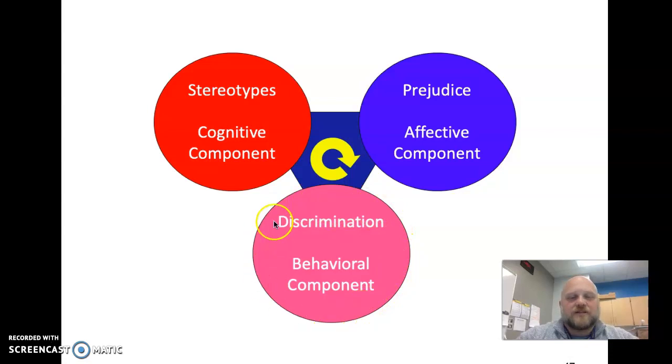And then discrimination is the behavior. So because of the way I feel and think about purple people, I will not be friends with them, or I will not hire them to work at my business. That would be discrimination. They're all related and they go together, but there are some differences there.